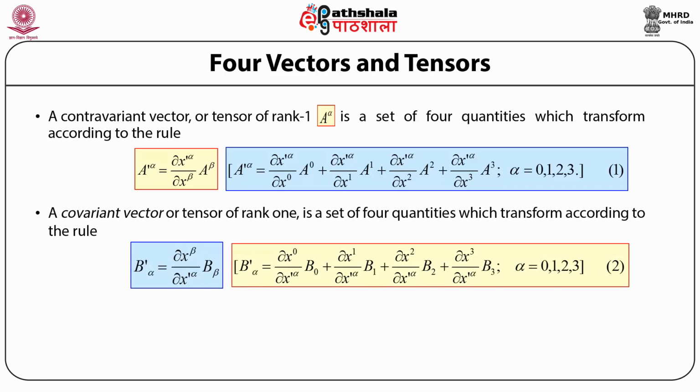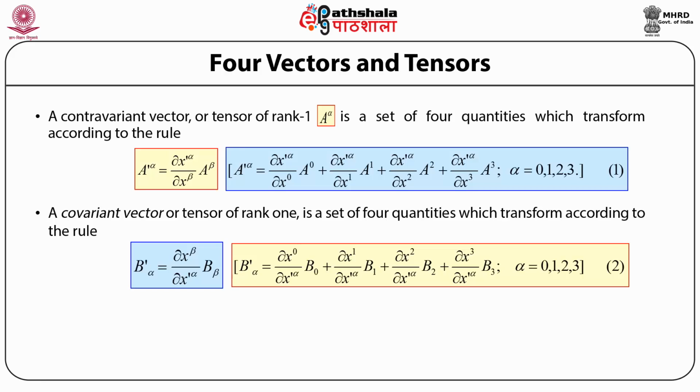Similarly, a covariant vector or tensor of rank 1 is a set of 4 quantities denoted by the term A subscript alpha, or in order to avoid confusion, B subscript alpha, and transforms according to the rule B prime subscript alpha is equal to partial derivative of x superscript beta with respect to x prime superscript alpha, whole times B subscript beta.